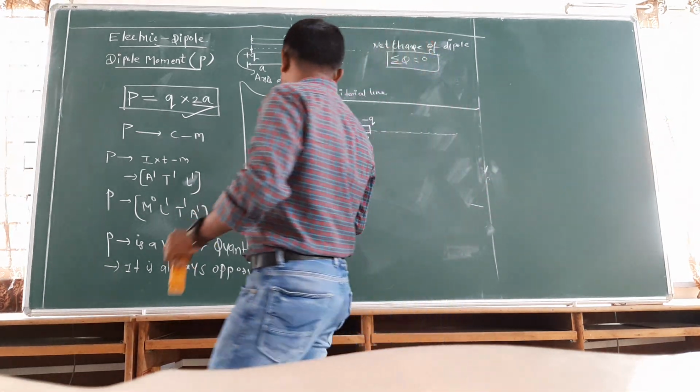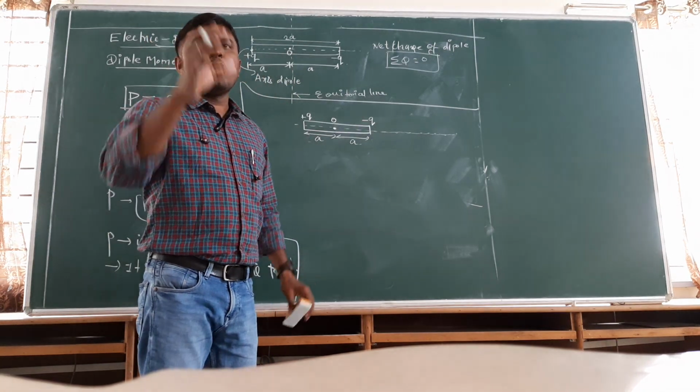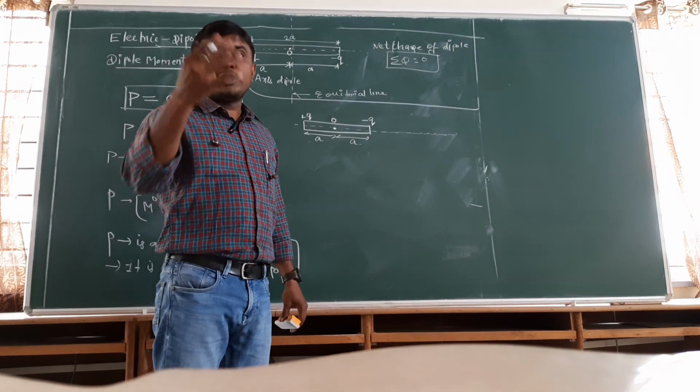So I have taken a dipole and I have marked the axis. Now I need to select a point where I need to find the field. Where do we find it? We need a location.